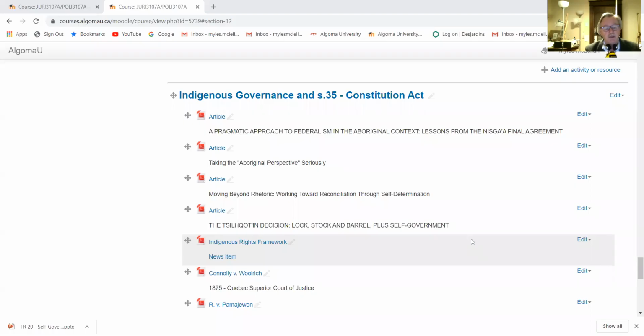Having said that, it's also very important for you to read what I've posted on CMS for this week. So I'm sharing that with you now. This is what you'll see on CMS. There are a number of articles here that have relevance to this issue. There's a news item piece. And then I've given you a Quebec Superior Court decision called Connolly and Woolrich, which is in your PowerPoint. And likewise, there is a later decision of the Supreme Court of Canada in Regina and Pamajawan that's in your PowerPoint as well.